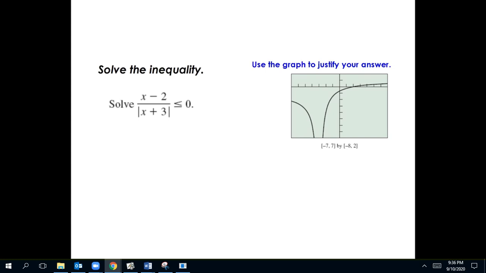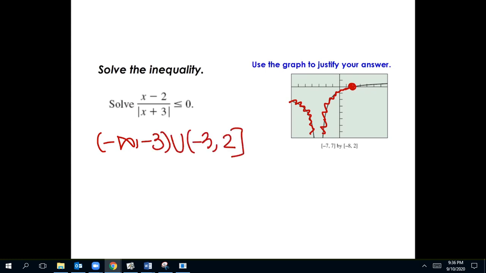Okay, we're not going to use the graph to justify, just to do it. We don't need to do the algebra. We want to see when is it negative. So it's negative here, and then right there, it equals 0. It's undefined at -3. And so if I write my answer, I'm going to write negative infinity to -3, -3 to 2. And we're using the graph, but I'm also letting the equation help me as well.